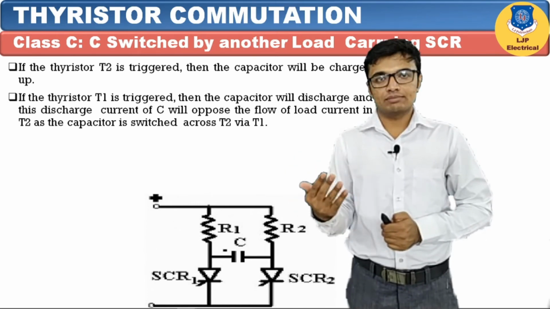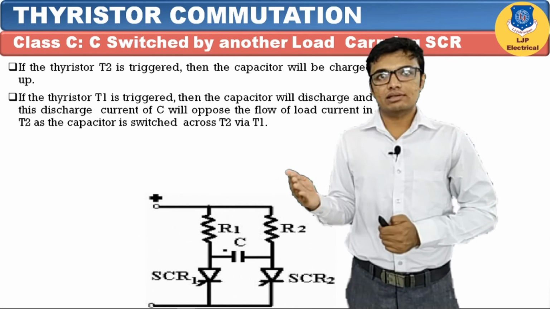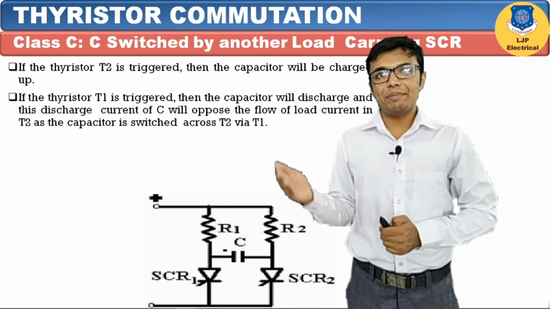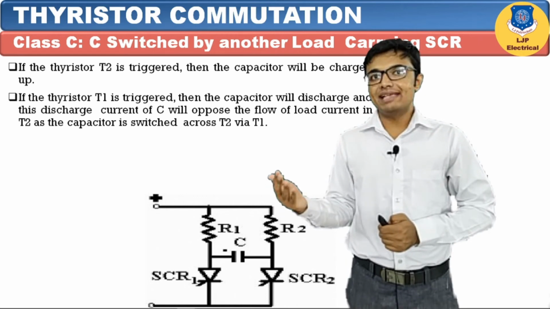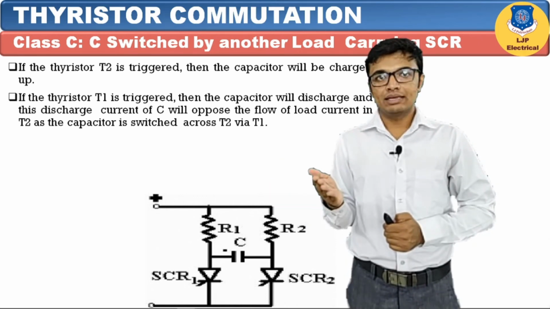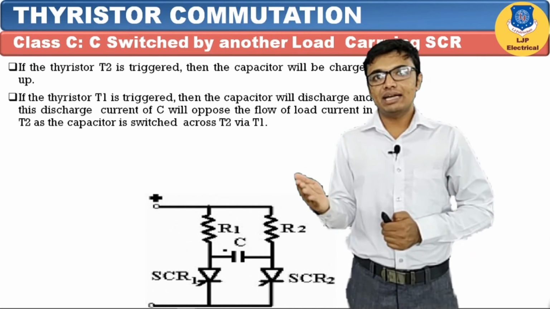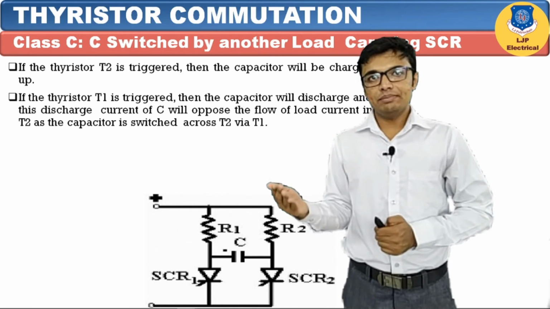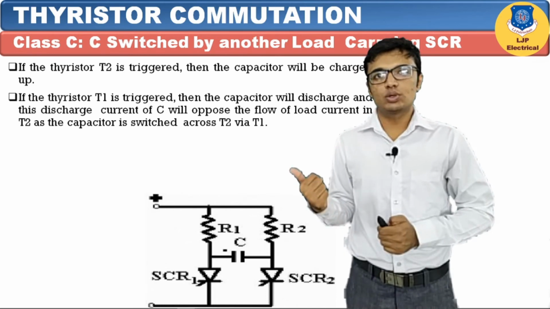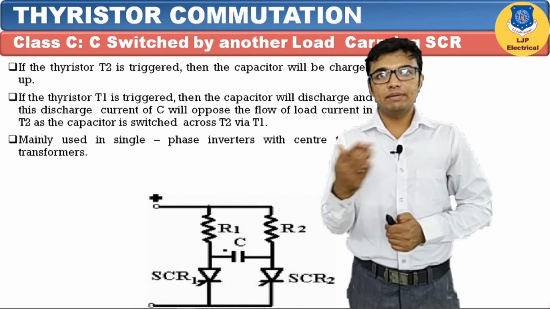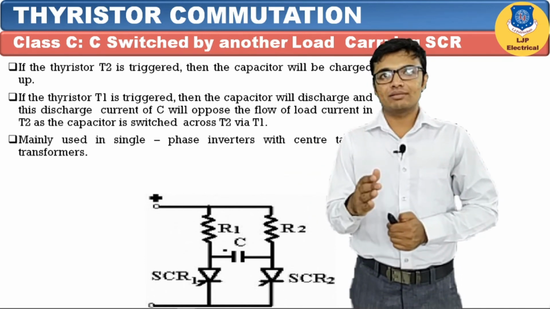Now after some duration, if we trigger this SCR2, then this capacitor is going to discharge through SCR2. The voltage across this capacitor will appear across SCR1, and it will turn off SCR1, because the cathode of SCR1 is connected with the positive and the anode of SCR1 is connected with the negative. At the same time, SCR2 will get current from the supply, which will pass through R2. So in this kind of commutation we shift the load current from SCR1 to SCR2 just by using the capacitor in this manner.